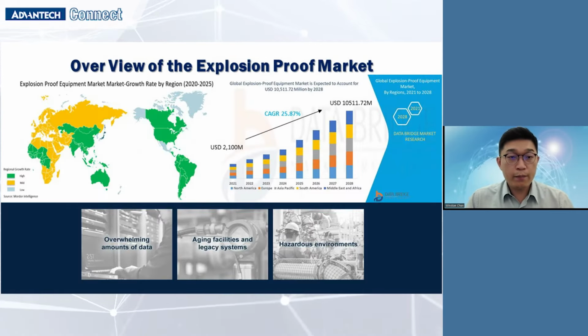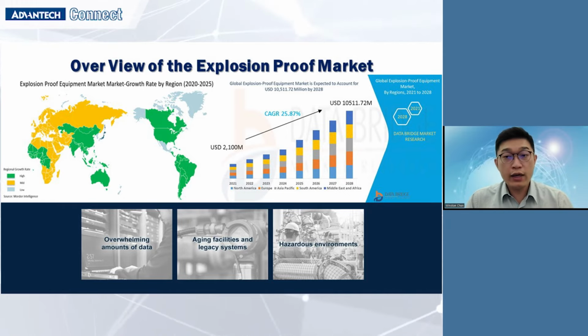In recent years, increasing energy and IoT requirements are a key factor driving the demand for explosion-proof devices, which we can state that demand for safe equipment in hazardous environments is more and more popular. The CAGR of explosion-proof equipment is expected to be 25.87%, and the market size is more than US $10 billion by the end of 2028.